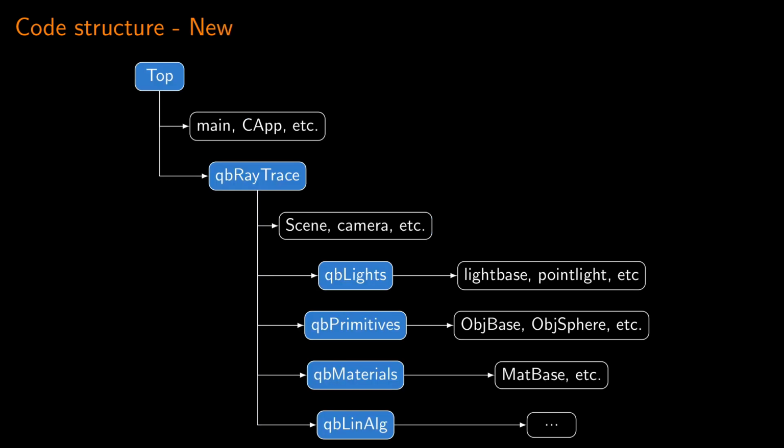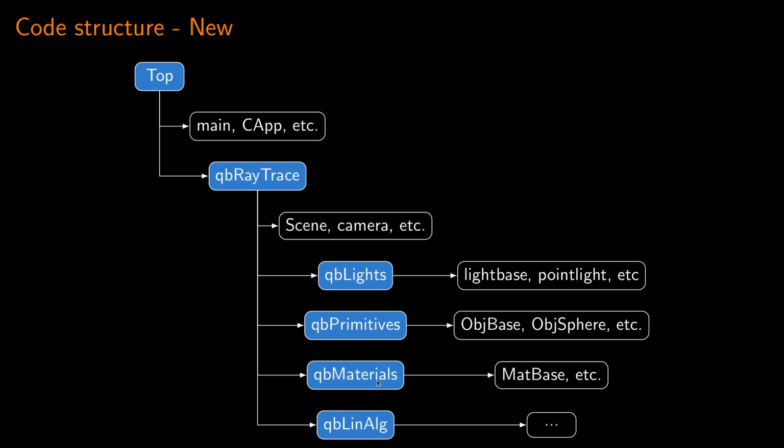So what I'm going to do instead is rearrange the code like this. We still have our top level folder with main and capp and so on, and then within QB ray trace we're going to keep the scene class, the camera class, ray, and GTFM, these classes that we've written so far. But then I'm going to divide it into a number of subfolders: lights, called QB lights, which will contain everything to do with the lights, and QB primitives that will contain all of the primitive shapes that we're going to define. Initially that's just the base class and then spheres and planes, but we will go on to do more.